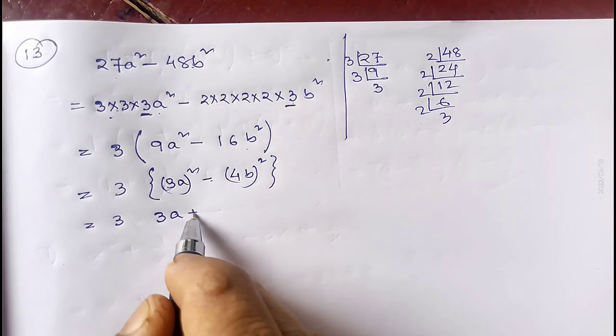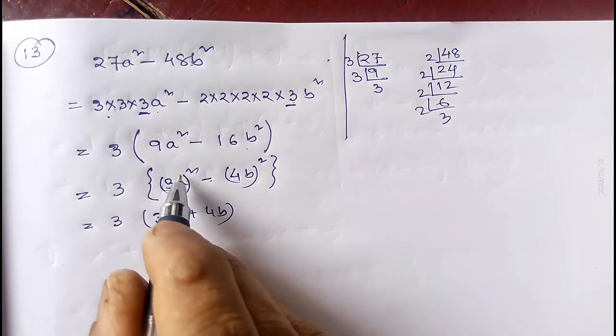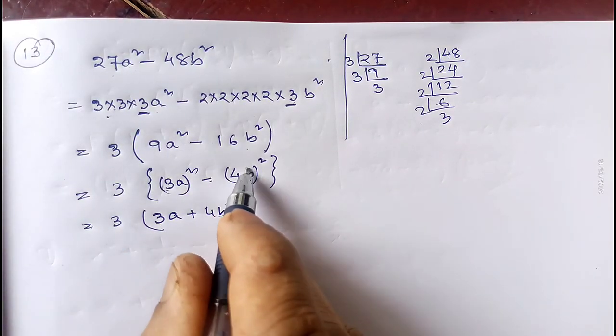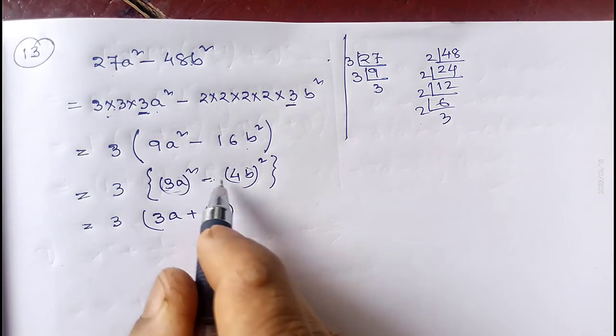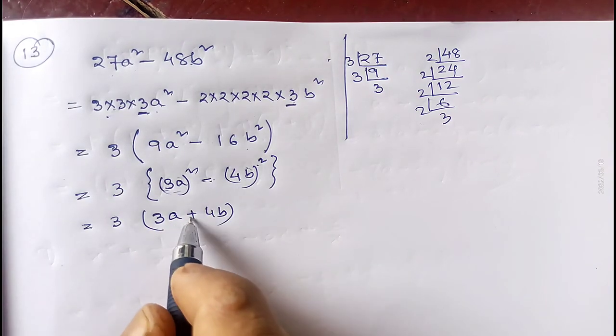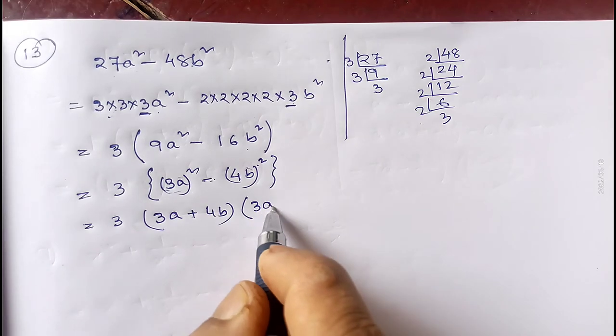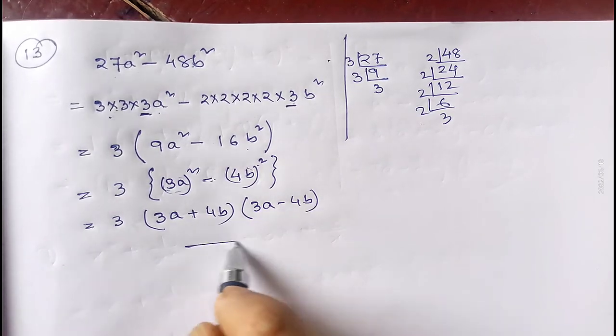So it will be a plus b, because we are considering this one to be a, this one to be b. So a square minus b square will be a plus b into a minus b, which is the required answer.